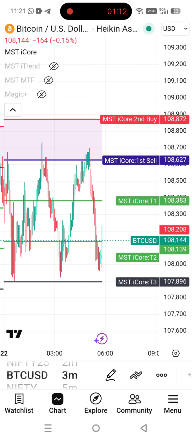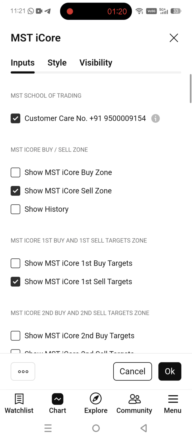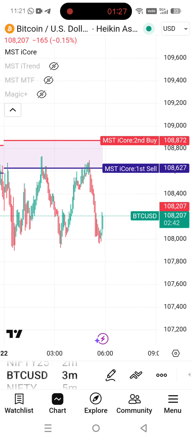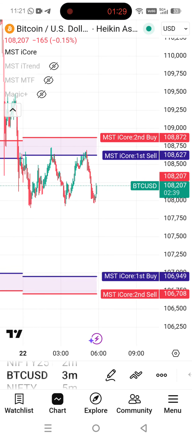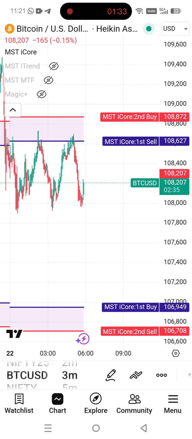Now let us see our strategy. What's our strategy? It is very simple. Again go to MSTI core indicator settings at the middle point and give the reset settings. Reset. Nothing else you have to do. So now you are given option to trade in Heikin-Ashi mode or in normal candles mode.